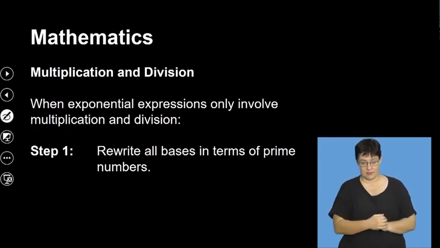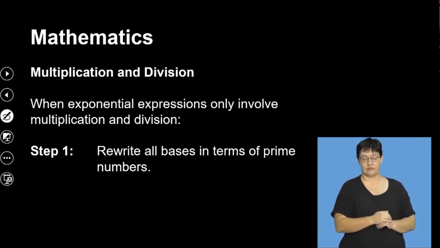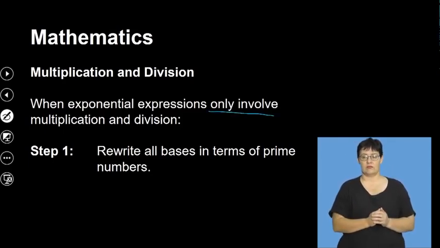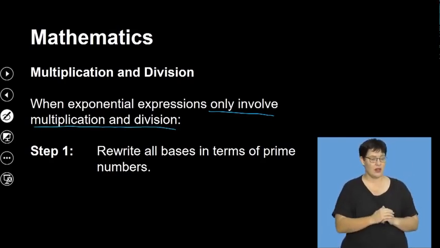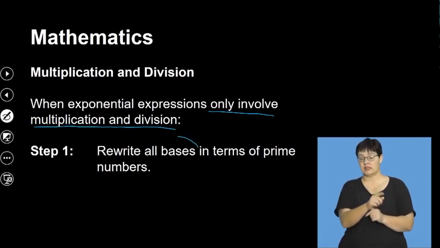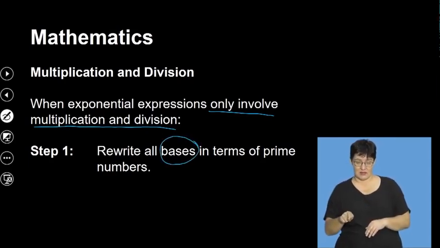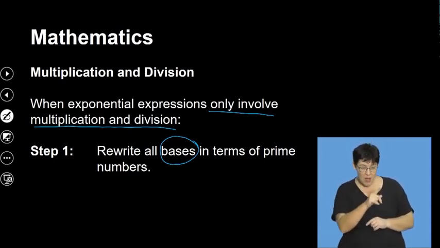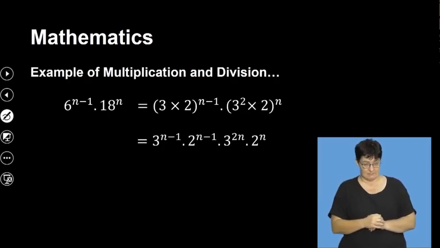And then with the multiplication and division of exponential expressions, when an exponential expression only involves multiplication and division, the very first step that we need to follow will be to rewrite all the bases to be in terms of prime numbers. Remember when I started, I said we're going to look at prime bases. This is where that comes in. Let's look at an example of what this means.